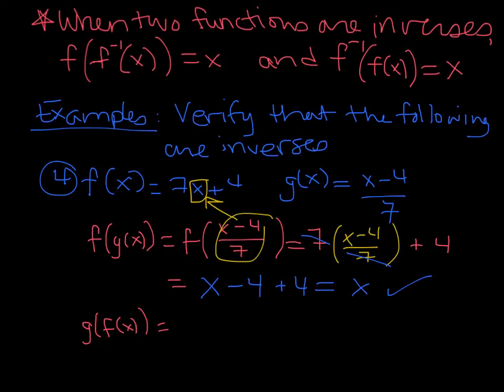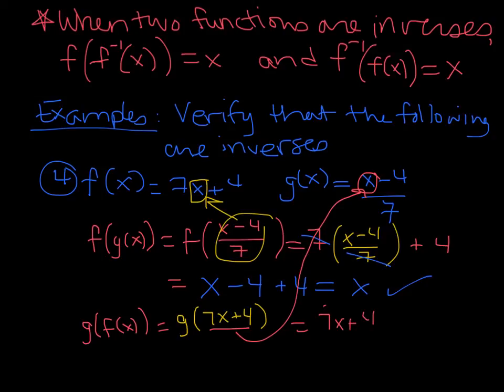So now what I'm going to do is I do g of f of x, which is g of 7x plus 4. I'm going to take this 7x plus 4 and plug it into the x in the g equation. When I do that, I get 7x plus 4 minus 4 over 7. That gives me 7x plus 0 over 7. 7x over 7 is just going to give me x. So I'm okay there too. Now you can say something like, yes, they are inverses.